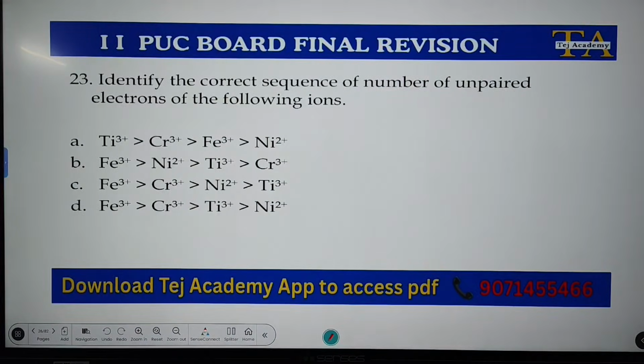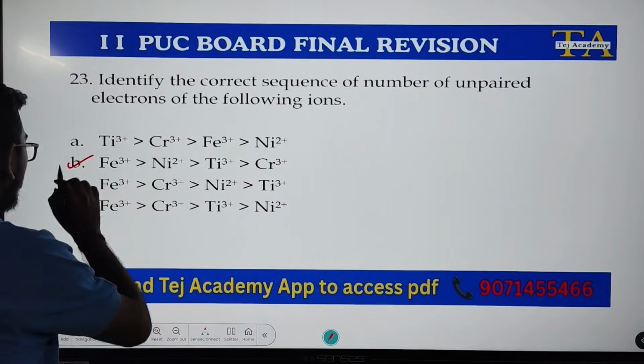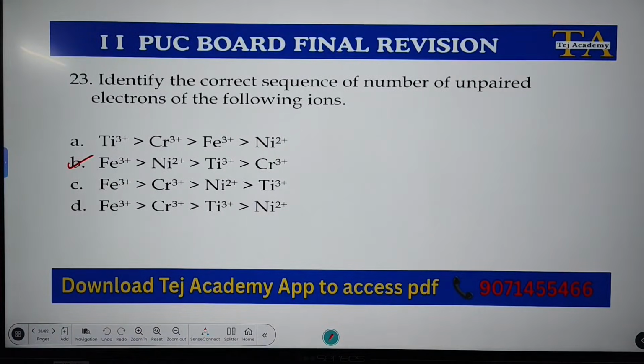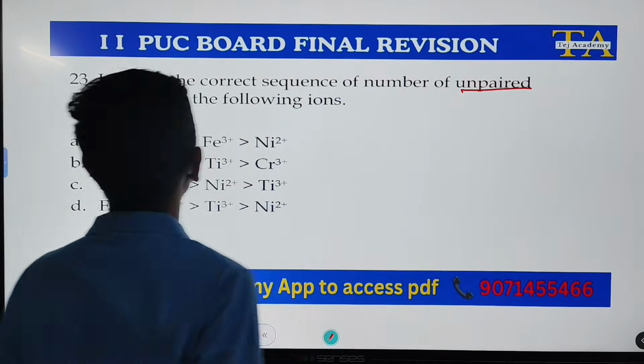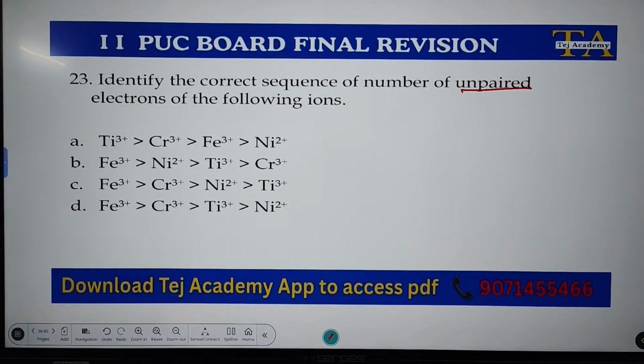So what about the 23rd question? Identify the correct sequence of number of unpaired electrons of the following ions. See here, option B is the right answer. Twenty-third question. Identify the correct sequence of number of unpaired electrons among the following ions.